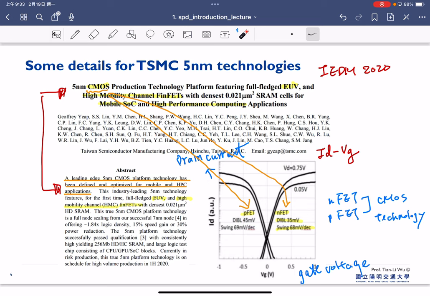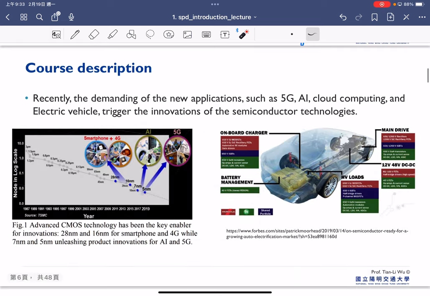Okay, so the next one. There are also new demands from new applications, such as 5G, AI, cloud computing, and electrical vehicles. These things trigger the innovation of the semiconductor technologies here. So this is also the figure. This is advanced CMOS.